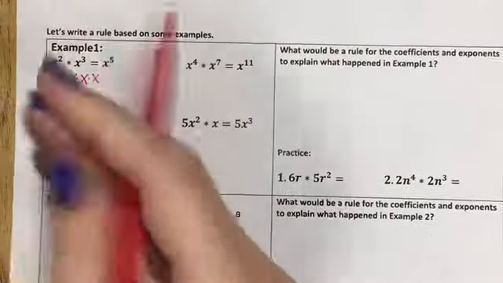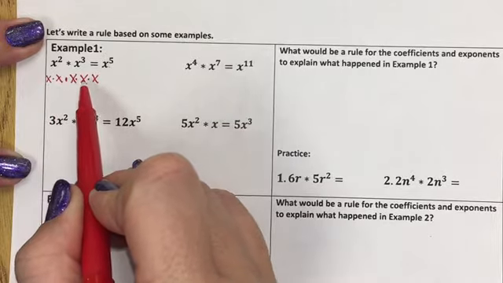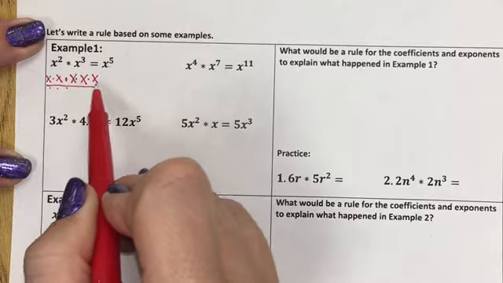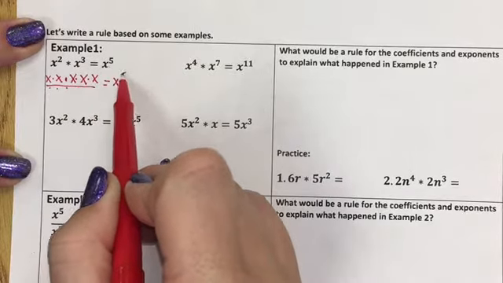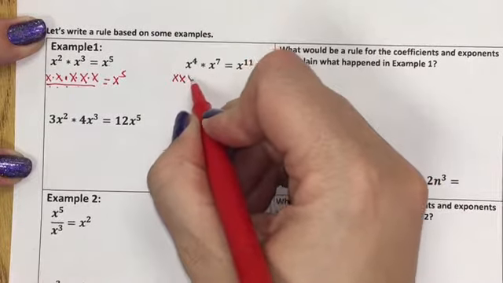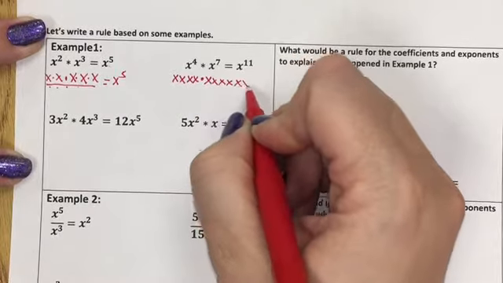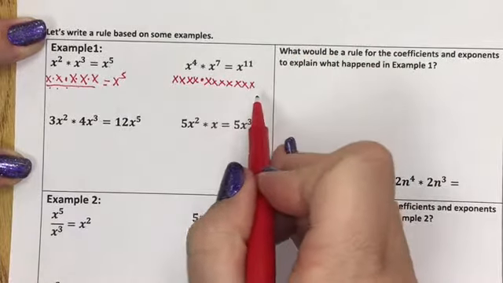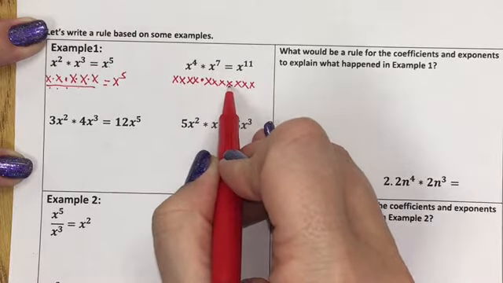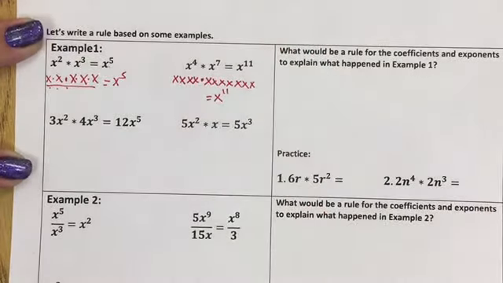So when we expand it out, we see that x squared times x cubed is just x times x times x times x times x, which there are a total of 1, 2, 3, 4, 5 x's. That's how we get x to the fifth. All right, over here, same thing. There are 4 x's being multiplied times 7 x's. 1, 2, 3, 4, 5, 6, 7. So at the end, how many x's are being multiplied? 1, 2, 3, 4, 5, 6, 7, 8, 9, 10, 11. So that's how we get x to the 11th.